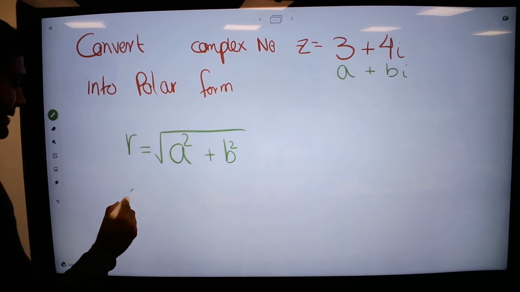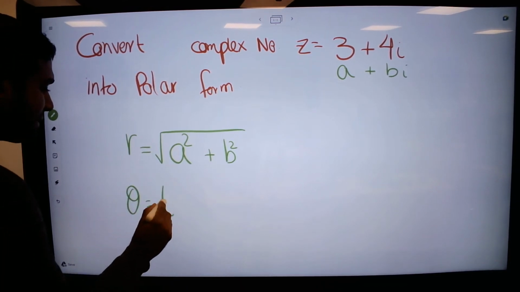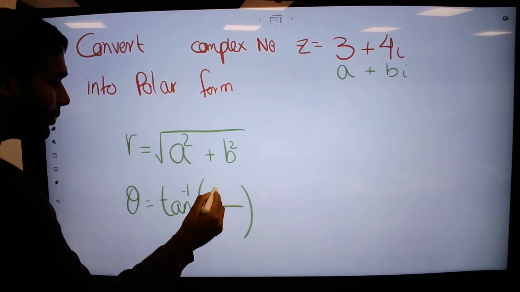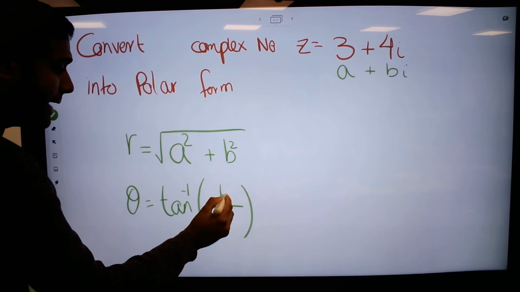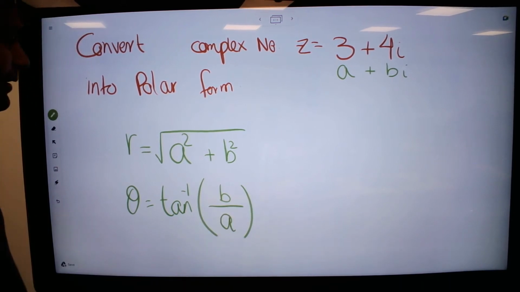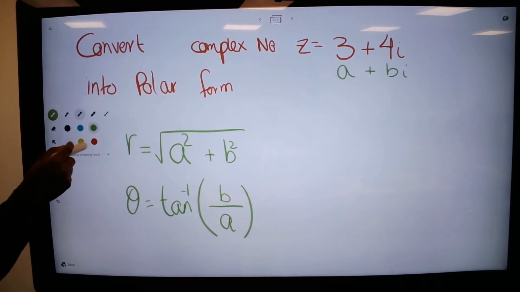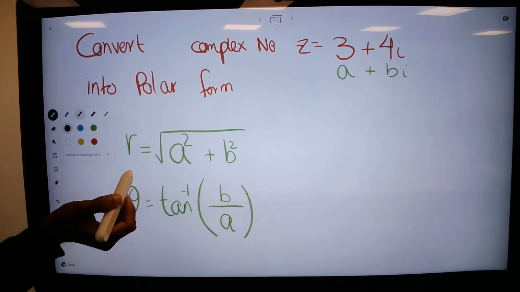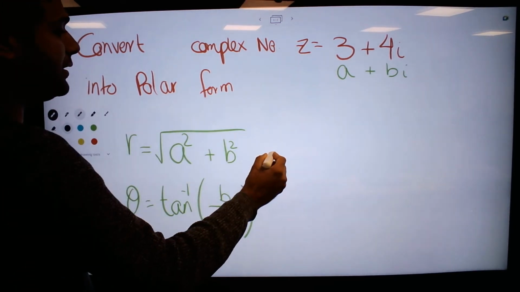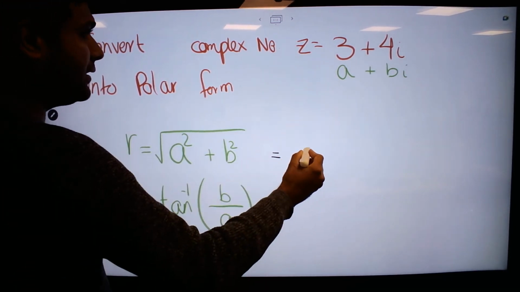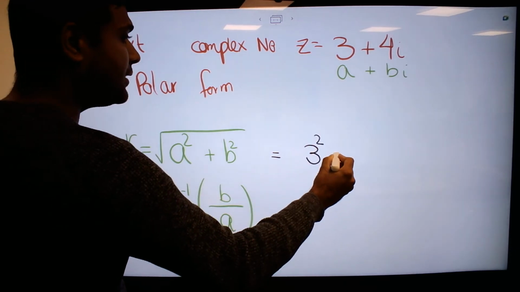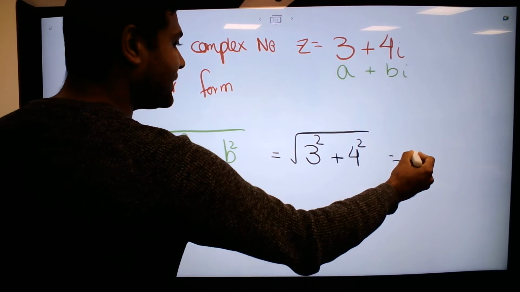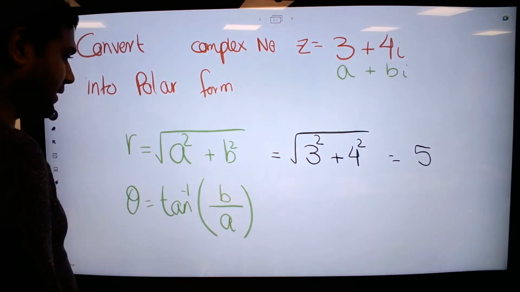And then we get the theta. Theta equals tan inverse of b over a. Now I've got two formulas. I can use these two formulas to find my r and my theta. Let's do that. If I use that formula here, that will be the square root of 3 squared plus 4 squared. If I put that in the calculator, I will have an answer of 5.